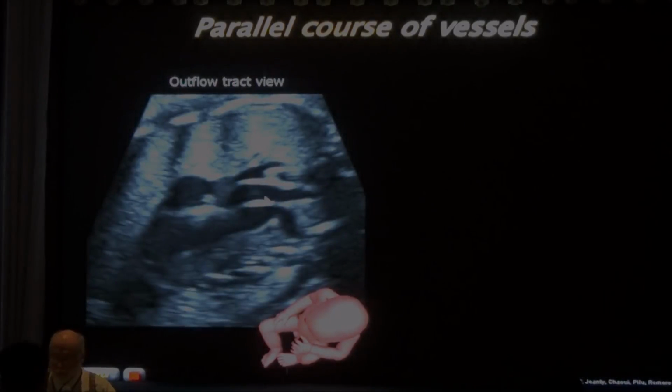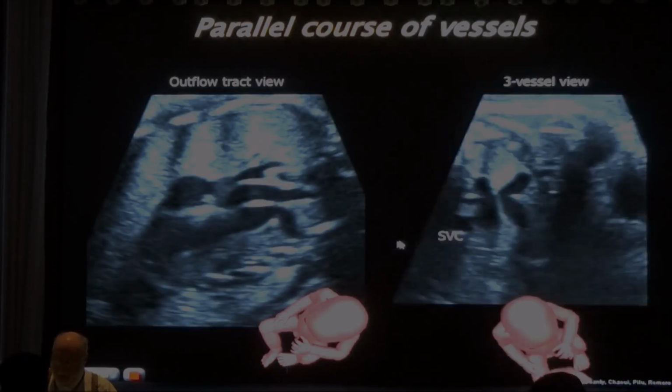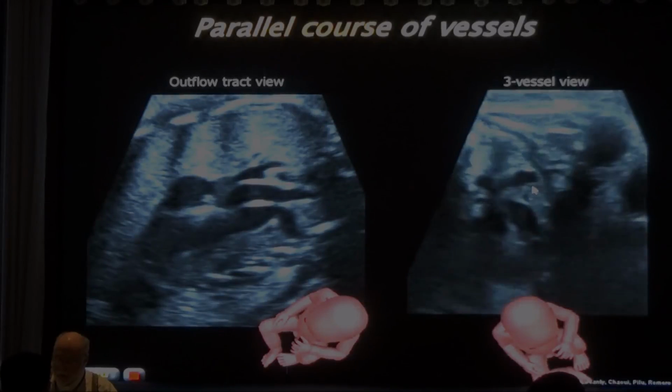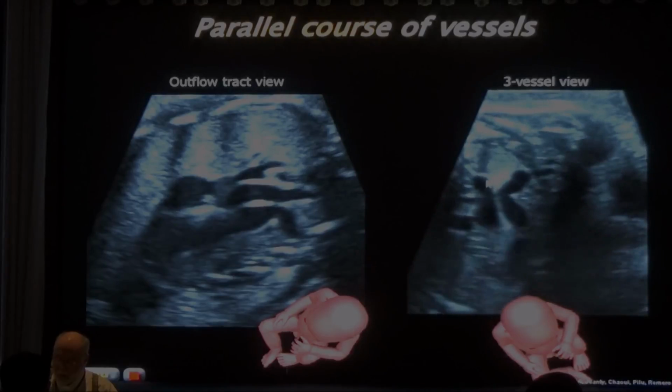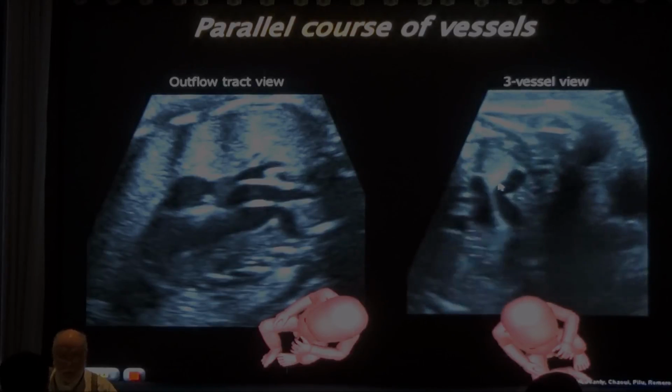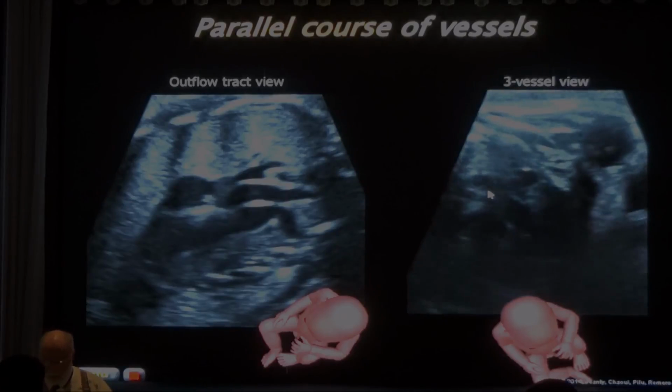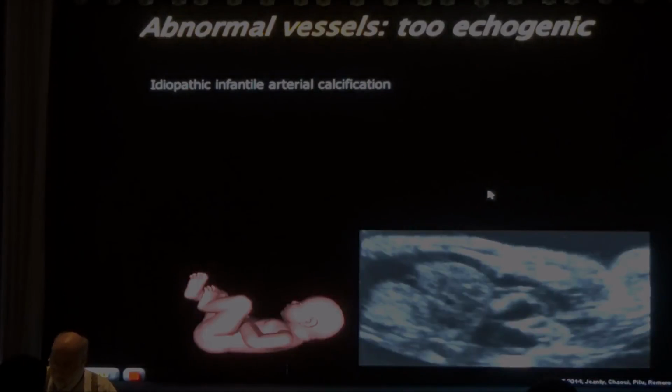Here we have some sort of a complicated situation. We're looking at the outflow tract, and then we have this image here. What is this image here? It looks like a chromosome almost. And when I put a video clip, you see that this is the ductus, and the ductus joins into the aorta here. This is called a ductal aneurysm. It's not really an aneurysm, it's just an elongation of the ductus. And you see this from time to time.